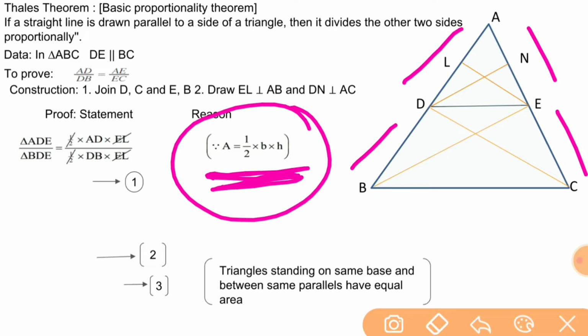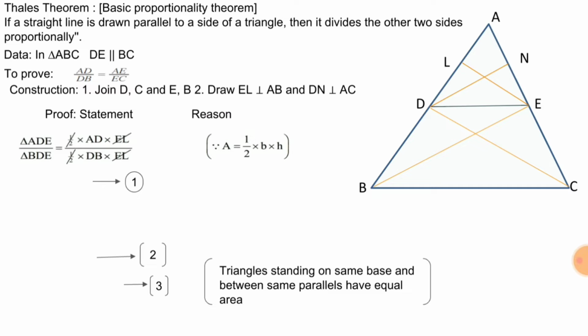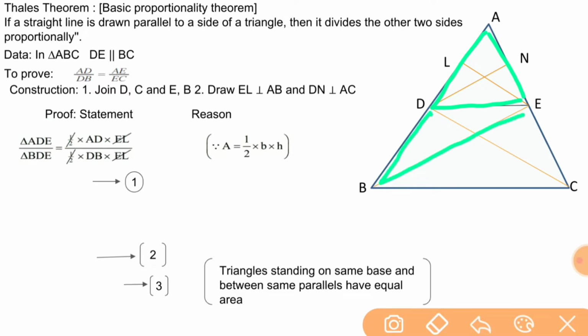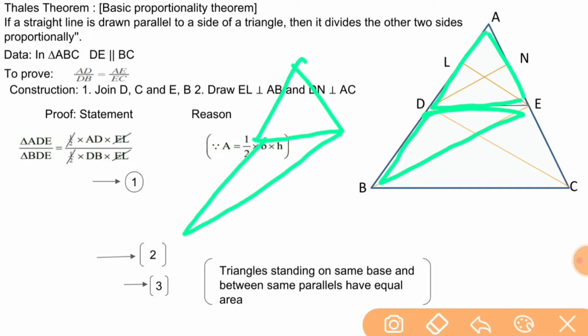In order to use the area of a triangle, we should know the formula and which triangles I have to use. Since I need the relation between AD and BD, the triangles I am going to consider are ADE in the numerator, and in the denominator BDE. Where is BDE? BDE is here. I may call it the top triangle and the left bottom triangle. This is what we have taken.